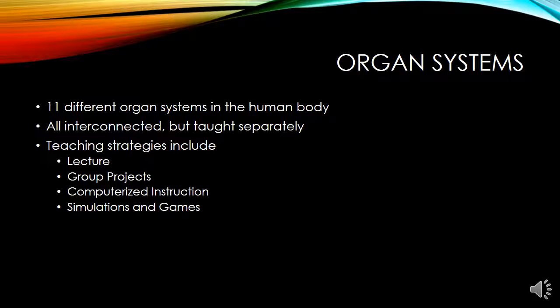There are 11 different organ systems in the human body. This is like skeletal, muscle, nervous system, all that kind of stuff. They're all interconnected, all necessary for normal function of the body, but you can actually separate them out just to discuss the organs and the different functions and things like that.